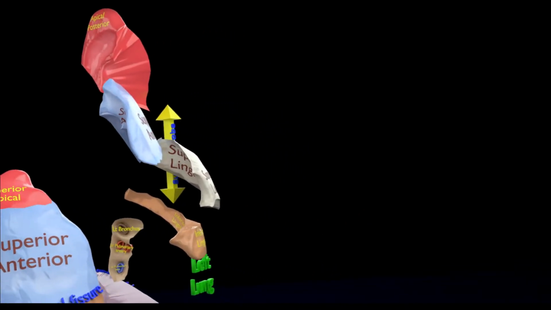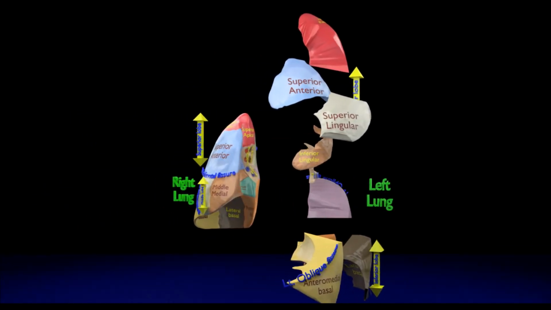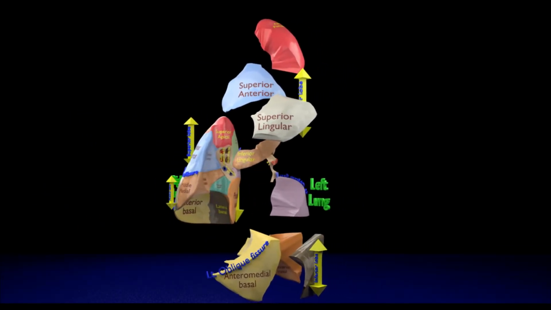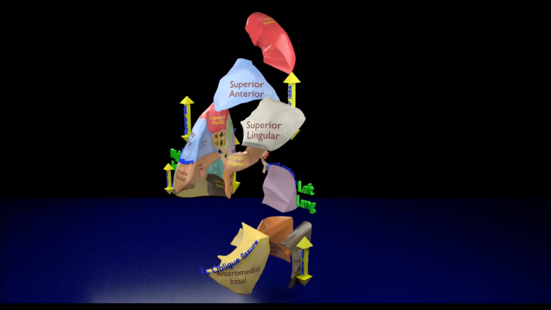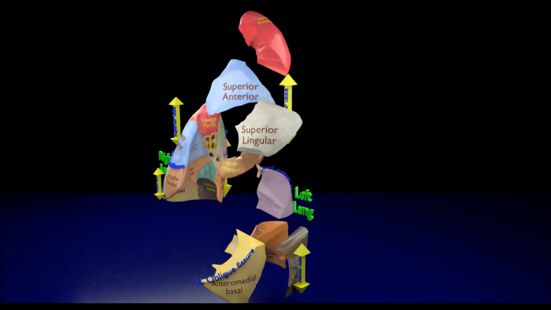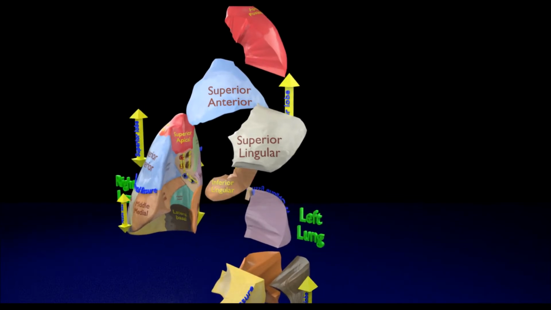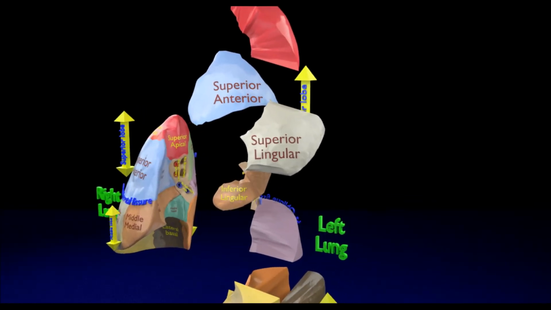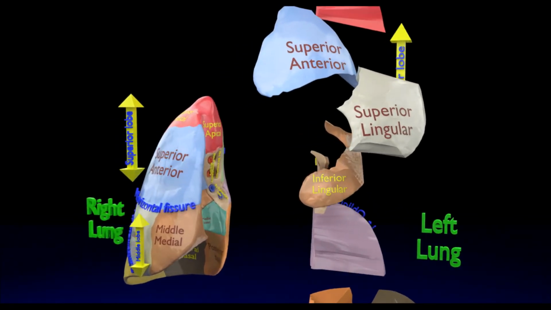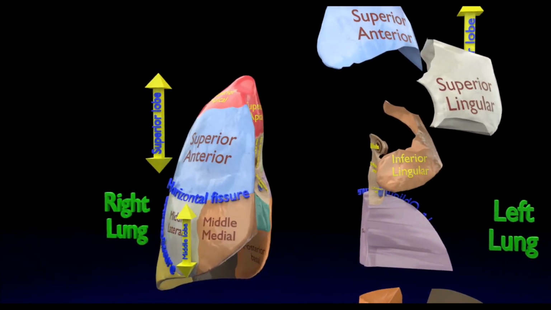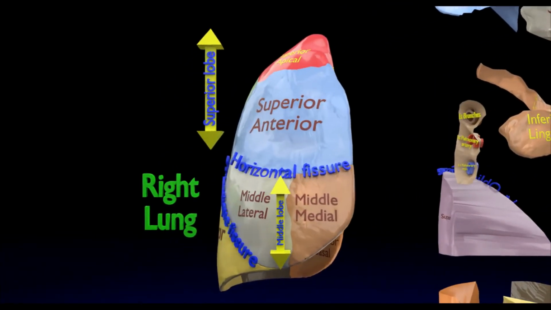The segments of the lungs can be remembered by a mnemonic phrase: Asia Alps, A-S-I-A A-L-P-S, where A stands for apico-posterior, S for superior lingular, I for inferior lingular, A for anterior, A for anteromedial basal, L for lateral basal, P for posterior basal, and lastly S for superior basal.